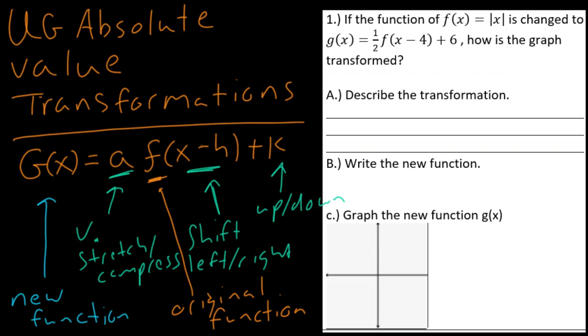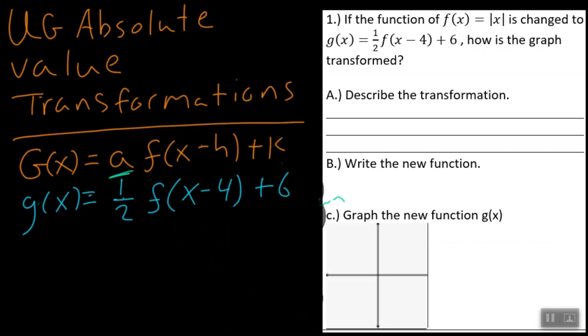Now let's go ahead and put this into practice. It says if the function f of x equals the absolute value of x is changed to g of x equals 1/2 f of x minus 4 plus 6. Whatever this rule is, we're going to call it the rule of transformation. The original function doesn't matter. The rule is always going to tell us the same thing.